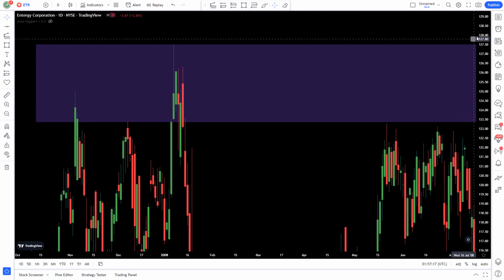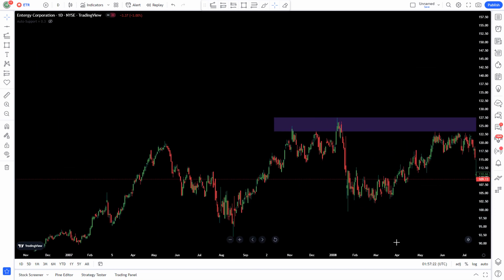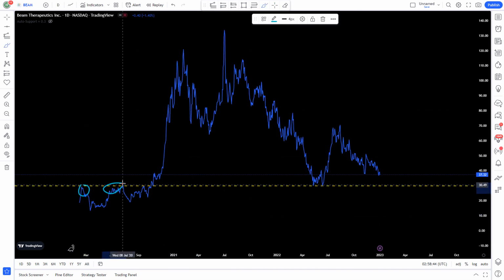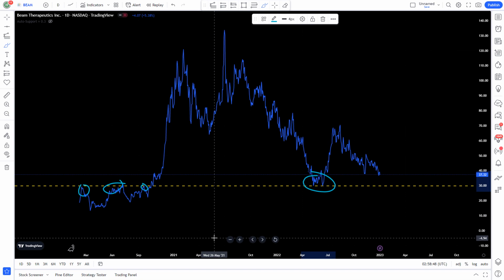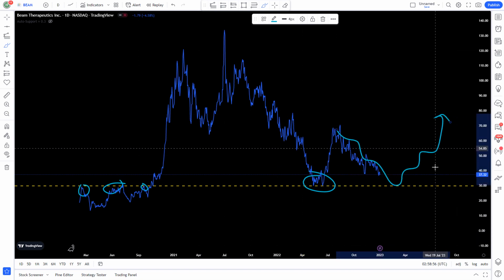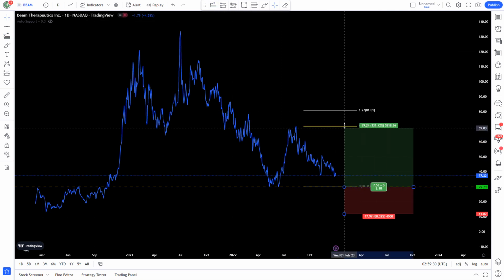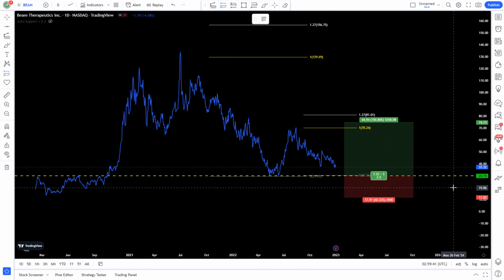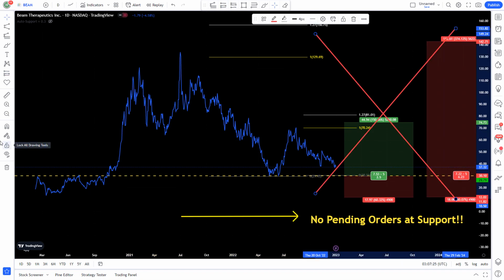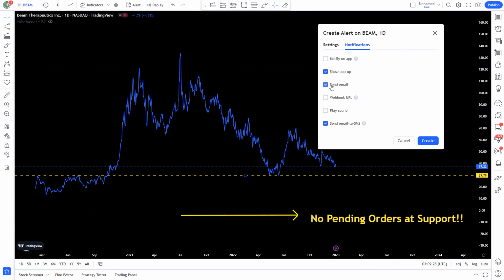Now that you know how to set up your lines in the chart, let's talk about the biggest mistake people make when trading support and resistance. Here we have a textbook line. Resistance turns support. We think price will come back down, then we can ride it back up. What a lot of people do is set a buy order at support, stop loss below the lows, run an ABC to take profit, and hope for the best. Instead, we're going to set an alert when price crosses down and reevaluate.